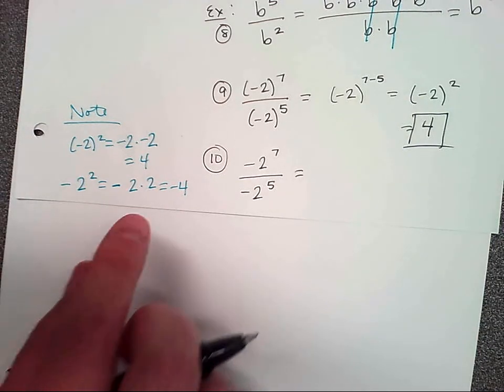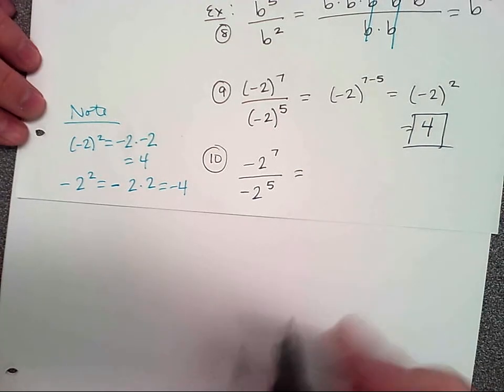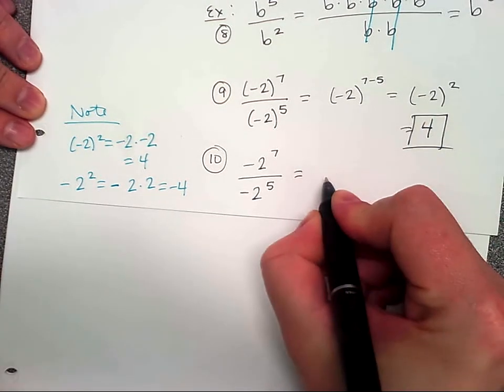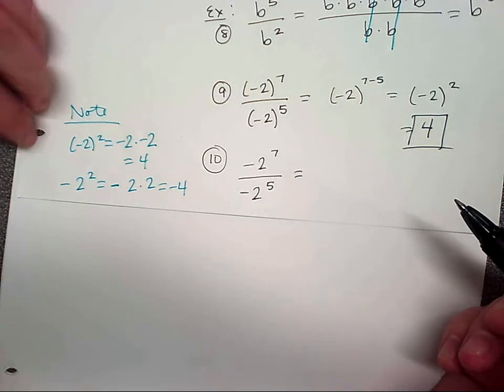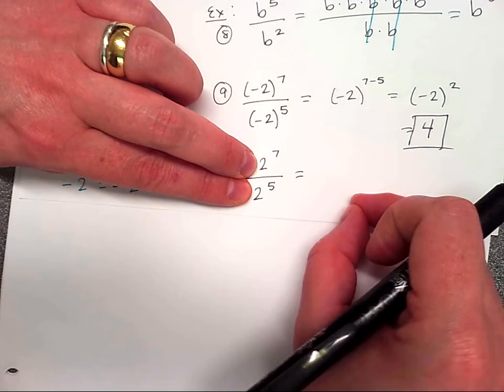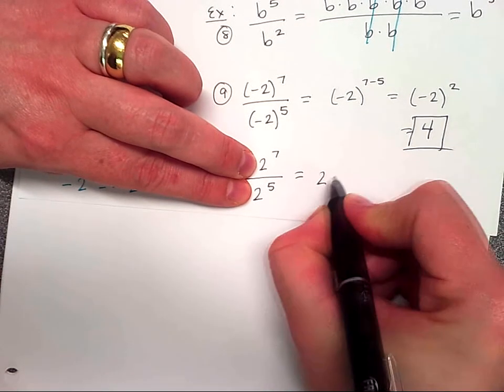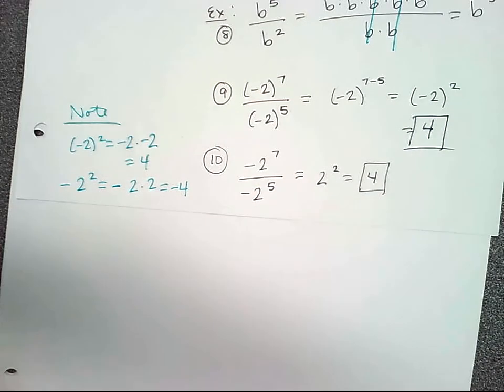That sign doesn't have anything to do with the power. That sign doesn't have anything to do with the exponent there. So you're just taking away the 5 from the 7. Yes. So here I'm thinking negative divided by negative is positive, right? And now I'm looking at the 2 to some power, right? So this is 2 squared, which is 4. Those negatives don't relate to the exponent.